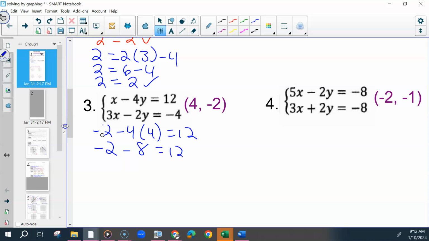Oh, because I put them in the wrong place. I just did it -4, 4, -2. There we go. I switched the whole thing. My bad. 4 plus 8. Would 4 plus 8 give us 12? Yes.